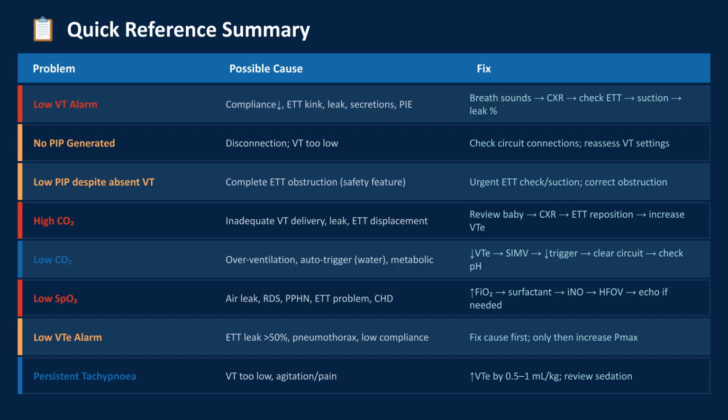This is a quick reference summary of problems and their corresponding causes and fixes. For a low VT alarm, consider compliance, ETT kink, leak, secretions, or PIE. The fix includes checking breath sounds, CXR, ETT, suction, and leak percentage. For high CO2, consider inadequate VT delivery, leak, or ETT displacement, and fix by reviewing the baby, CXR, ETT repositioning, and increasing VTE. This table provides rapid guidance for common ventilation issues.